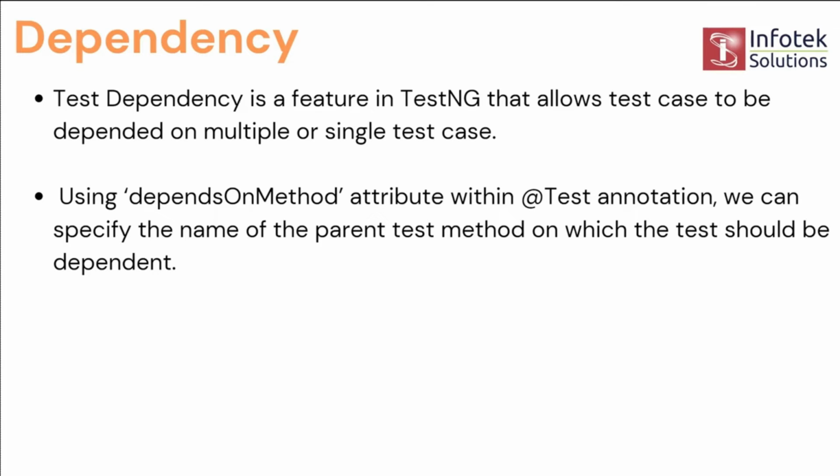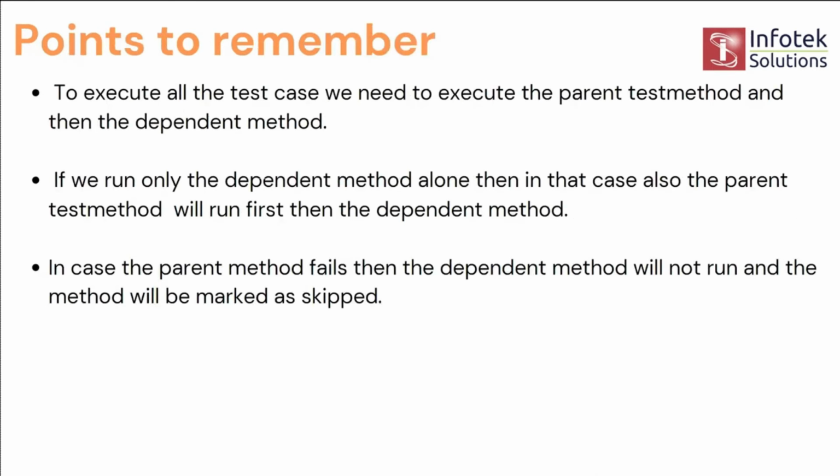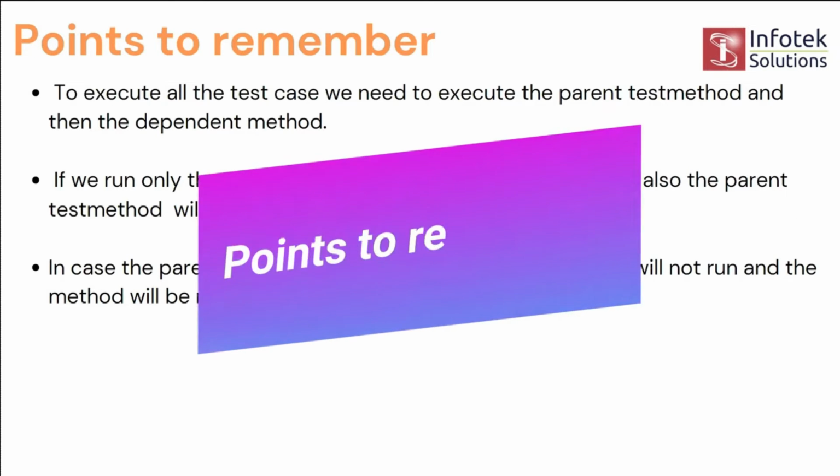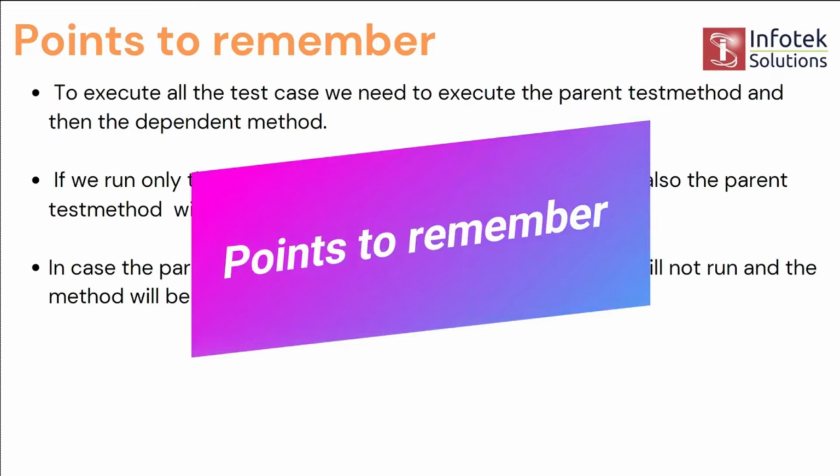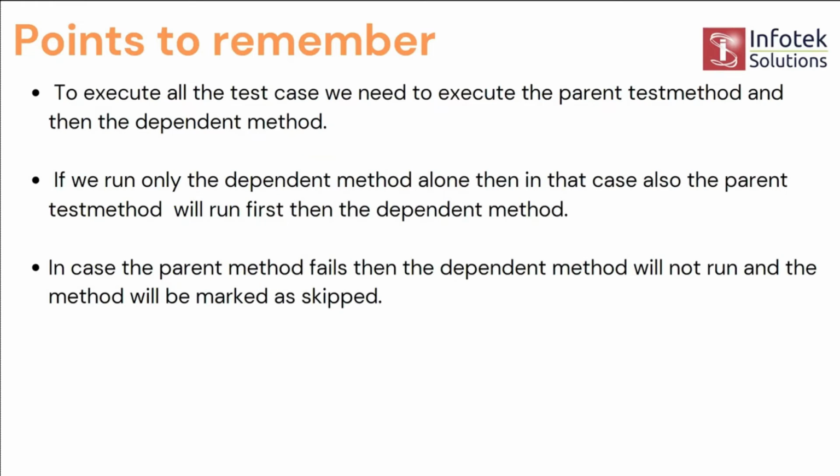So here two things are required. One is the parent test case and the other one is the child. In the child test case, we mention to which parent test case it's dependent. Now a few points to remember here: to execute all the test cases, we need to execute the parent test case and then the dependent method. So here we need to execute the parent, and if in case we don't do that, by default the parent test case will execute and then run the dependent one.